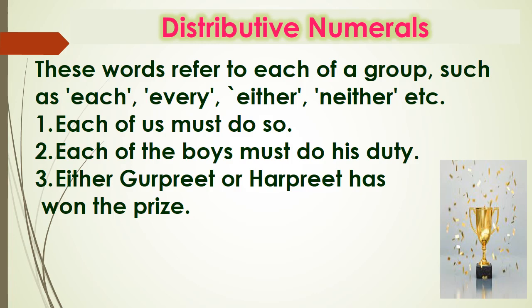Each of us must do so. Each of the boys must do his duty. Either Gurpreet or Harpreet has won the prize. So you can see all these are examples of distributive numerals.